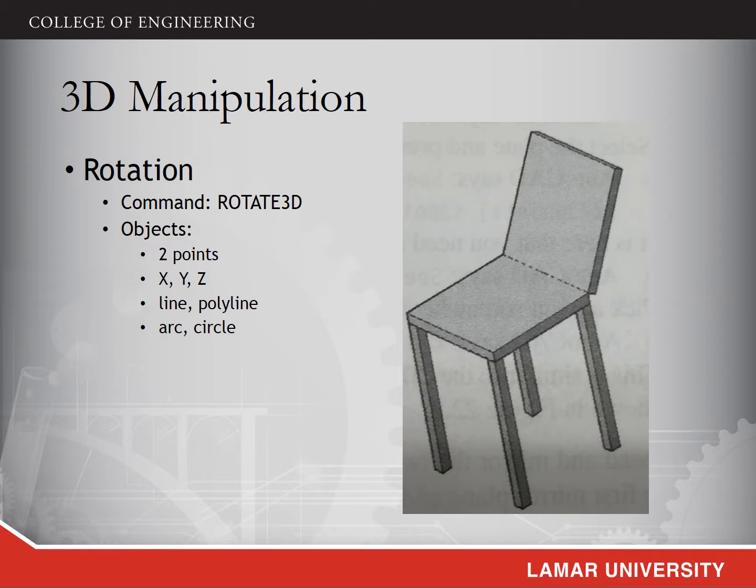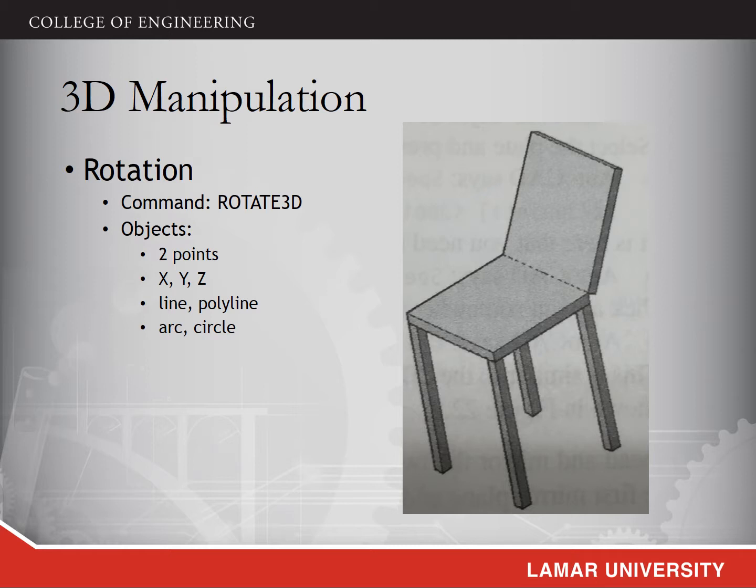So for the rotate 3D command, we have to define the axis. And the most common method for us to define the axis is 2 points. So we will just use 2 points in the 3D space to identify the axis. Or we can rotate the object around the X, Y, or the Z axis. We can also specify the line on the current joining or a line segment on the polyline as the rotating axis. And we can also use the arc or the circle to define the rotation axis. If we choose arc or circle, then the lines that are perpendicular to the arc or the circle and crossing their centers will be used as the axis.